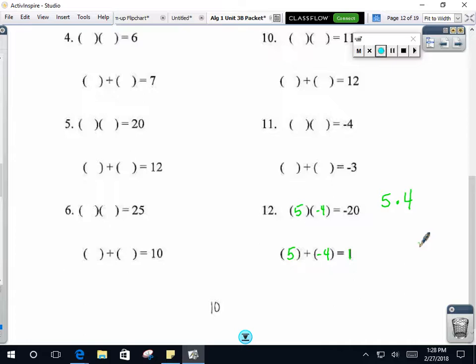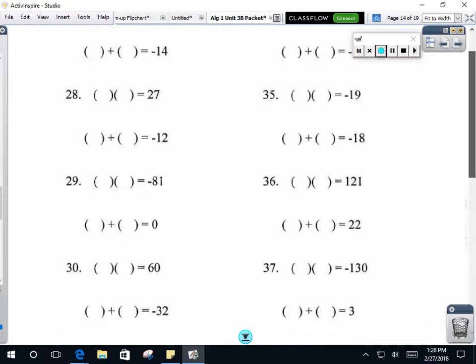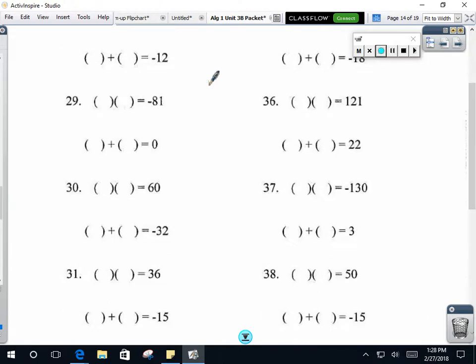Okay, Marcus? Okay. Number 29. What are the first two numbers you think of when you're multiplying to 81? 9 times 9. And can't you do 9 plus -9 to give 0 and 9 times -9 to get -81? Okay, what else?